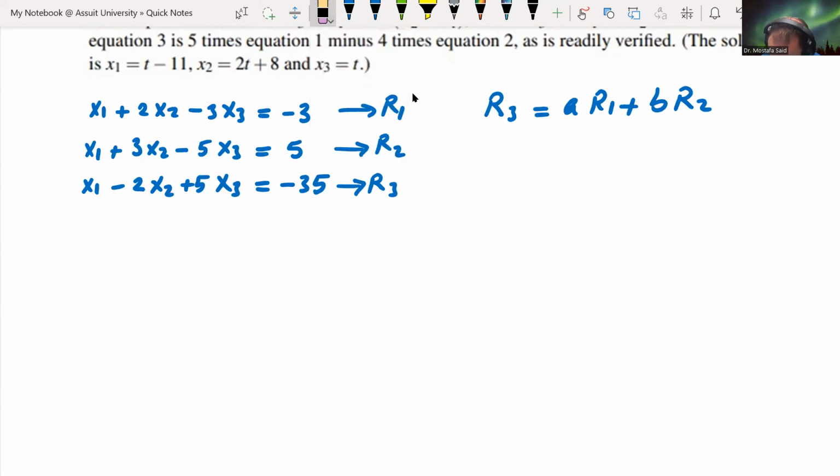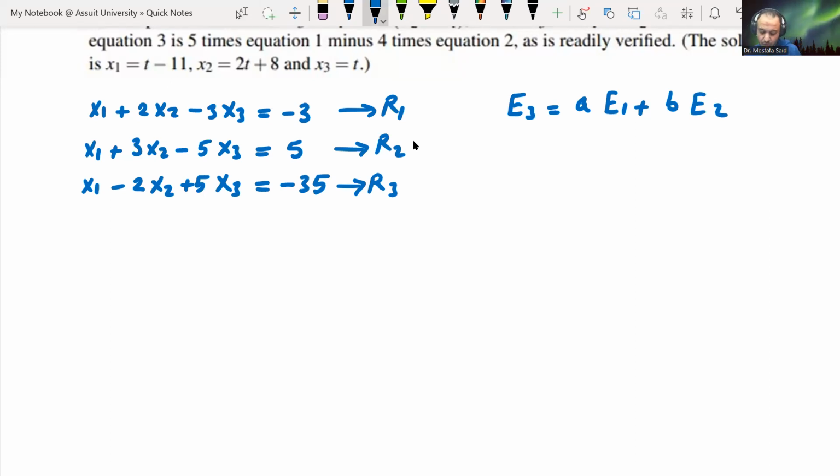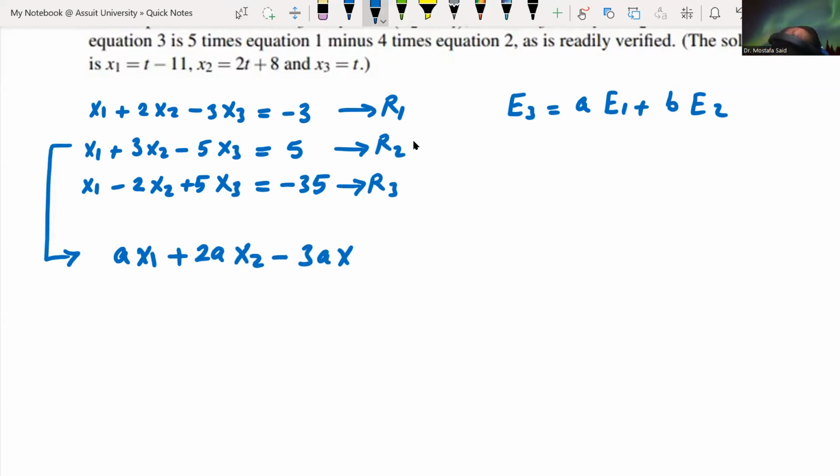Let's write it the other way. You want E3 equal to A times E1 plus B times E2, and we should find A and B. So we should multiply equation 1 by A and equation 2 by B, and the addition of these two equations should equal equation 3. So let's write this down. We multiply equation 1 by A: A x1 plus 2A x2 minus 3A x3 equal to minus 3A.